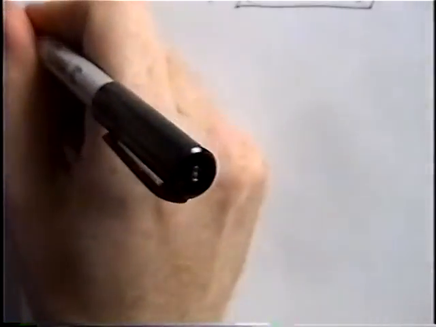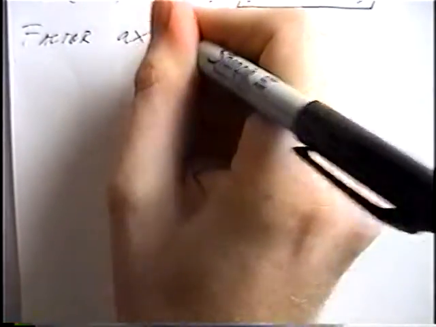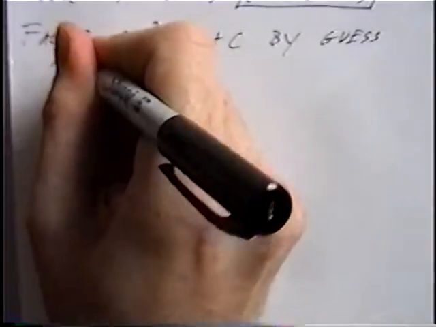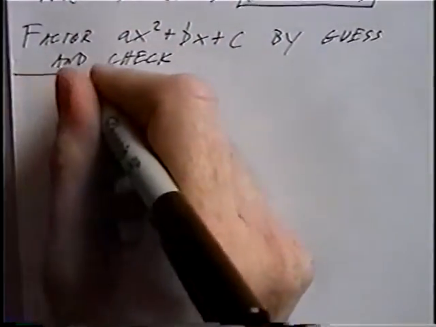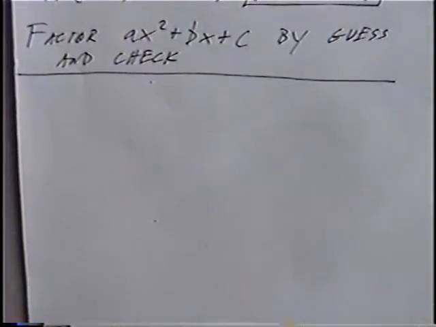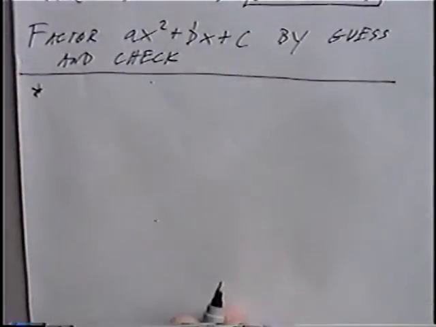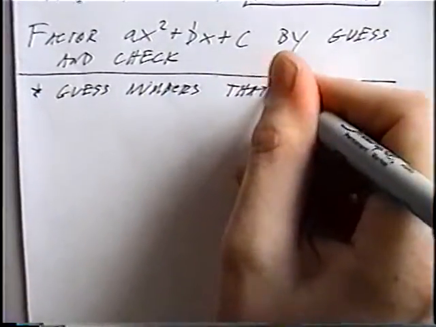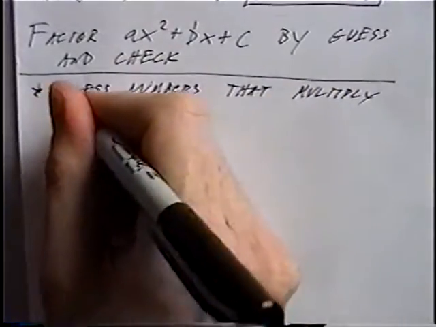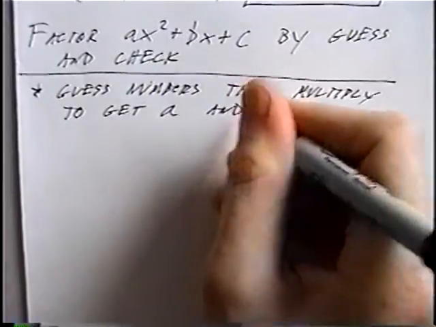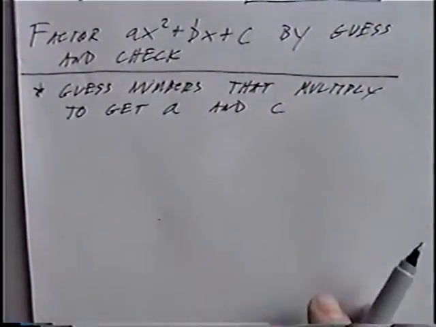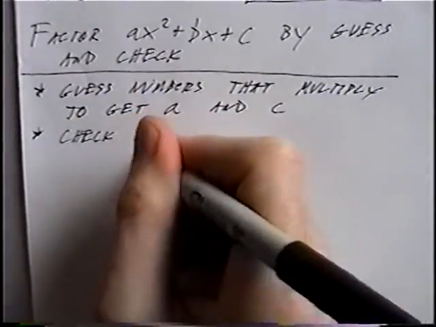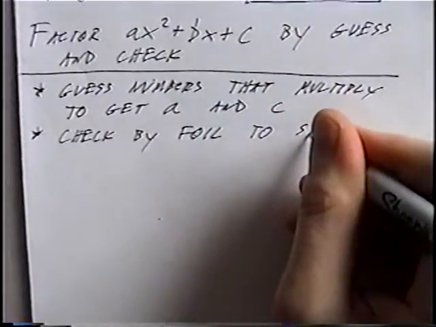The last section today is titled Factor ax squared plus bx plus c by guess and check. Two definitions or two steps for solving the same type of questions, but by guess and check: first, we will guess numbers that multiply to get A and C. Second step, to see if we have the right answer, is check by FOIL, to see if it adds up to B.